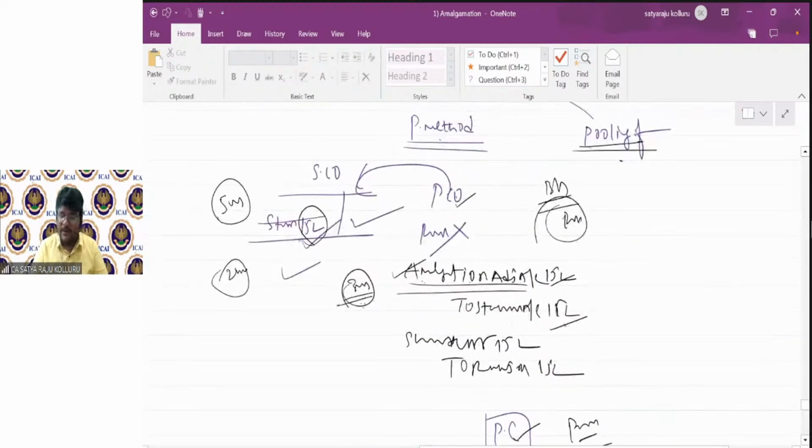So the amalgamation adjustment account needs to be shown under reserves and surplus as a negative figure. Statutory reserve will be shown as a positive figure. Both will nullify each other under the reserves and surplus account itself. Both need to be shown under reserves and surplus. Okay.